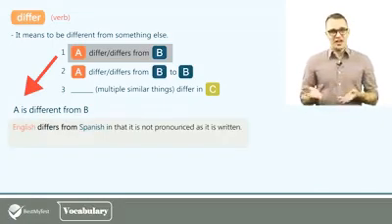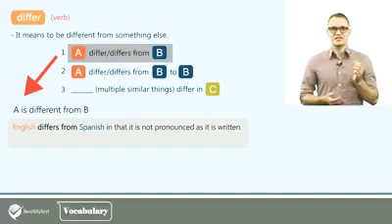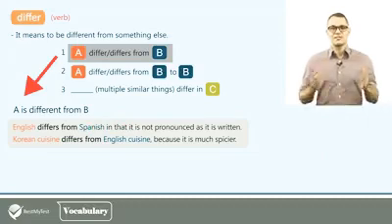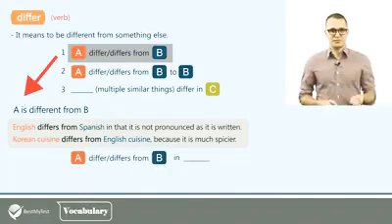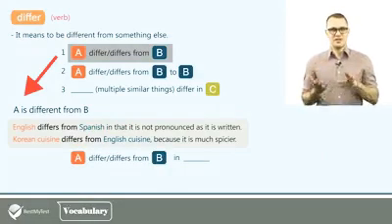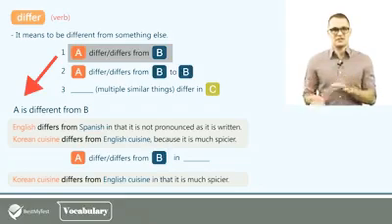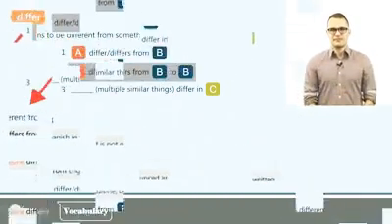For example, English differs from Spanish in that it is not pronounced as it is written. Korean cuisine differs from English cuisine because it is much spicier. Notice the preposition in the first sentence. The pattern is A differs from B in, and here you can name the aspect of difference. So you can change the second sentence too. Korean cuisine differs from English cuisine in that it is much spicier.